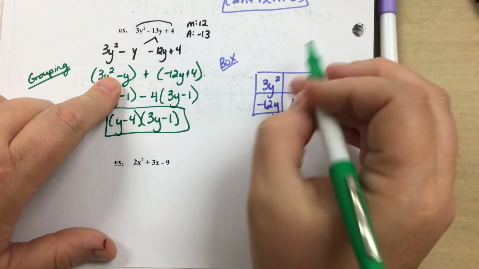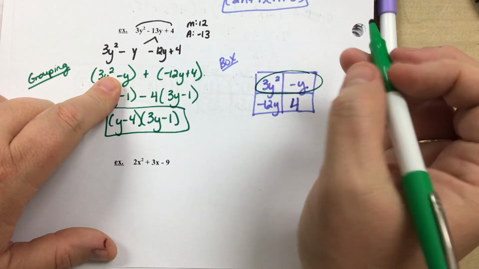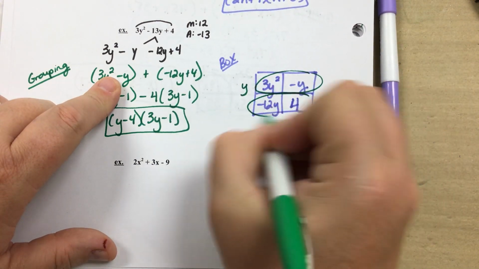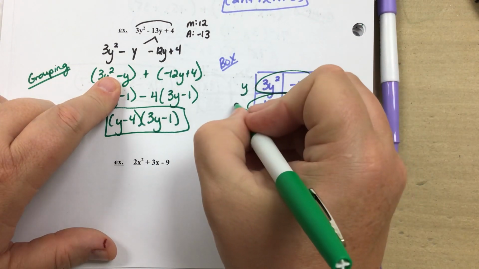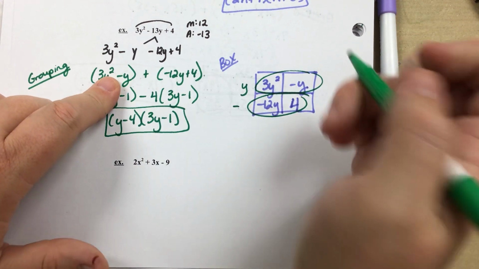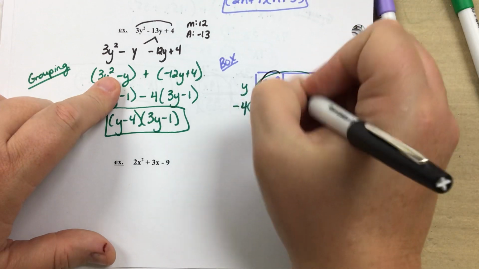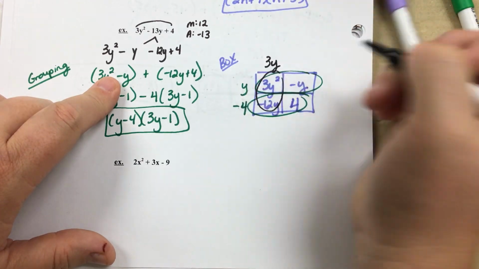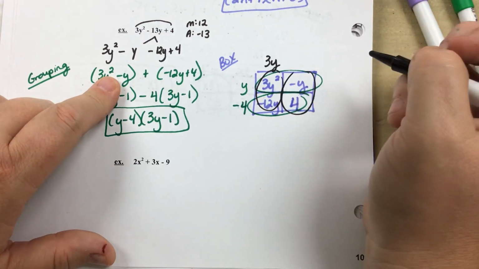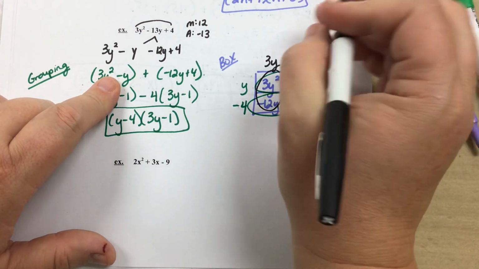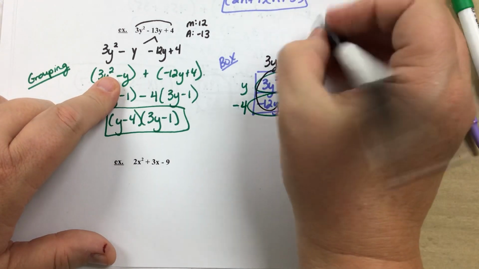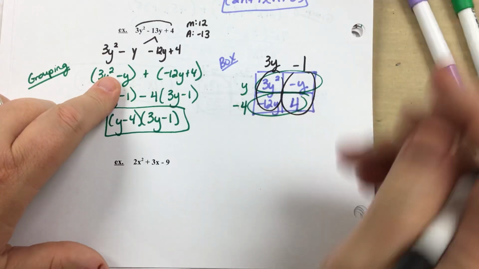So again, if I look at the first row, what can I factor out? A y. The second row, what can I factor out? It's going to be a negative, because that's a negative lead there, and a negative 4. And then the first column, I can factor out a 3 and a y. And the last column, I'm going to factor out a negative, because it's a negative there. And if I can't factor anything out, I'm going to write a 1 down to hold its spot.